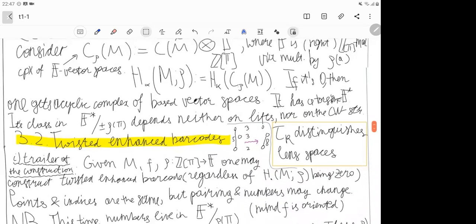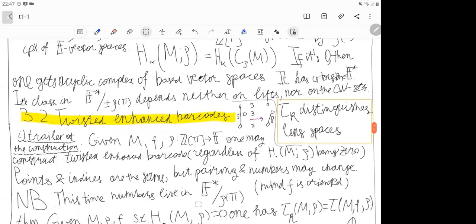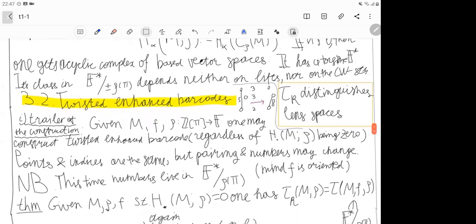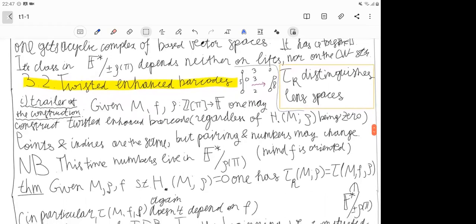So what would be again? The situation here is kind of the same as with the change of fields in the previous parts. The points of an instance of the barcodes are going to be the same, but pairing and numbers may change after this twisting. And this time numbers live not in F star, but in F star mod out by this rho of pi.